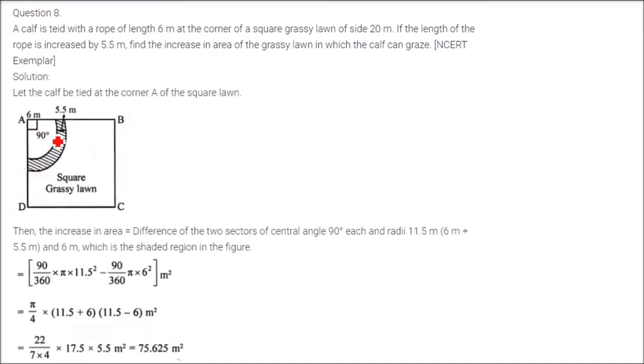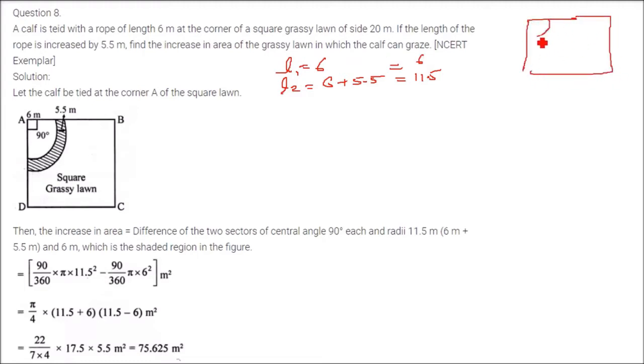A calf is tied with a rope of length 6 meters. So here is a calf which is tied with a 6 meter length rope at the corner of a square grassy lawn of side 20 meter. The length of the rope is increased by 5.5. So the length of the rope was 6, L1, then L2 became 6 plus 5.5. So it has been increased. Previously it was 6, now it is 6 plus 5.5, that is 11.5 now. Find the increase in the area of grassy lawn in which the calf can graze.